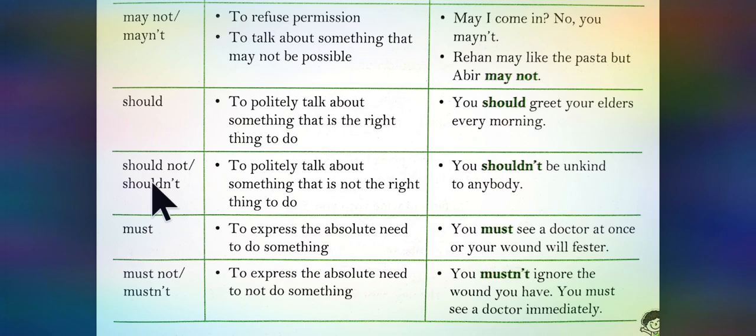The next is should not. What is the function of should not? To politely talk about something that is not the right thing. For example, you should not or you shouldn't be unkind to anyone. So what is this word shouldn't expressing? It is expressing something that is not the right thing to do.